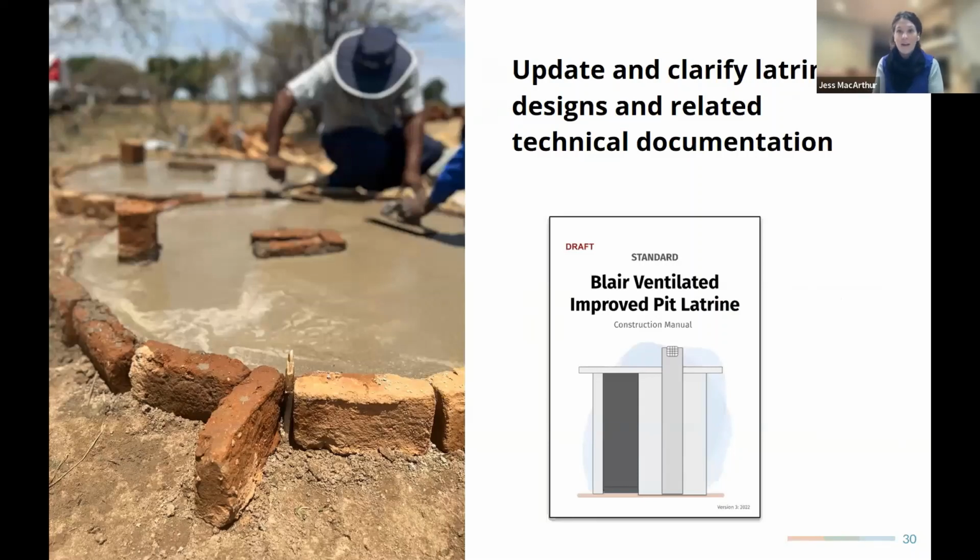Lastly, we updated and clarified the latrine designs and related technical documentation. So now we've put together construction manuals for 3 different types of the BVIP. One is the basic, one is the standard, and one is the prestige. The prestige basically is if you have money, this is how you can make your latrine safe, because the number of wealthy people with unsafe latrines was almost equal to the number of poor people. And so if there's nothing to aspire to, then we're going to have issues all the way down the line. And so we wanted to make sure that there was a toilet for everyone. Next slide.